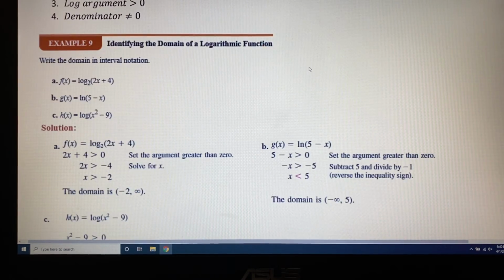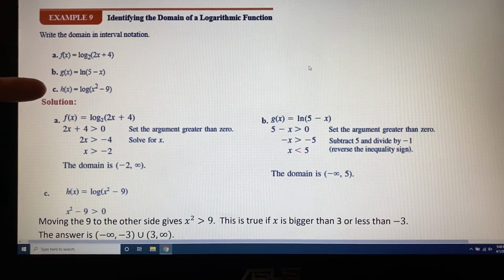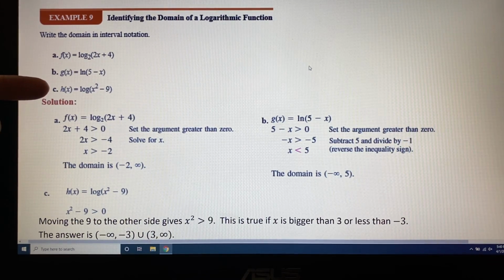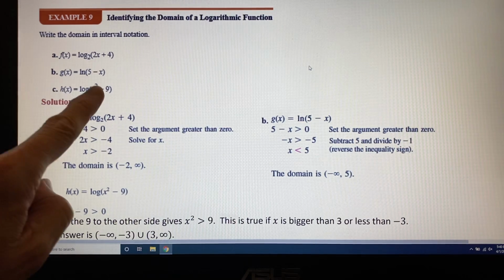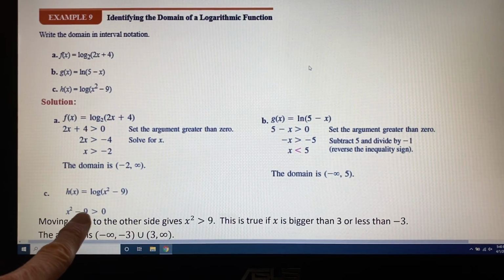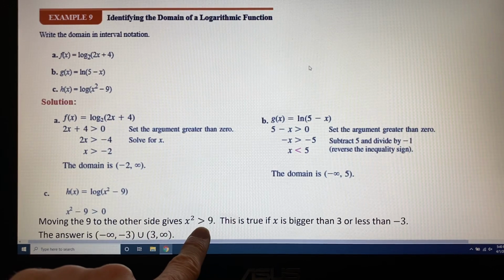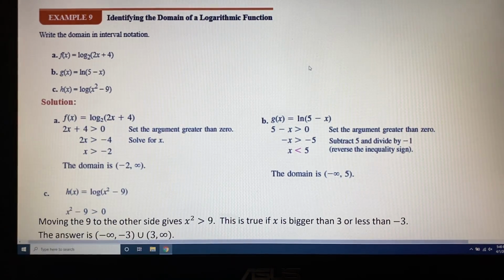All right, one more. H of x equals log of x squared minus 9. For the 3rd time in a row, there are no even index radicals or denominators, so we only need to focus on the log argument and make sure that it's greater than 0. So x squared minus 9 has to be greater than 0. Moving the 9 to the other side gives us this inequality statement. X squared is greater than 9.